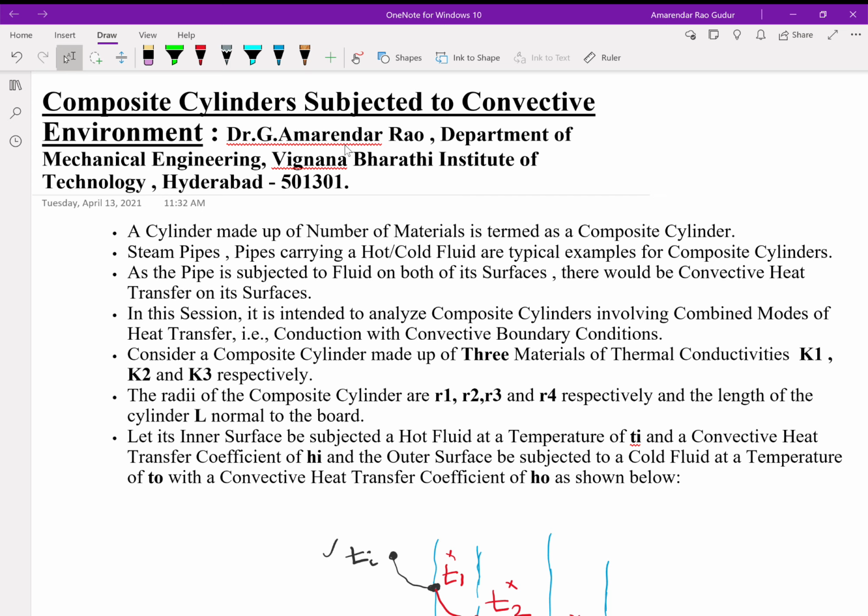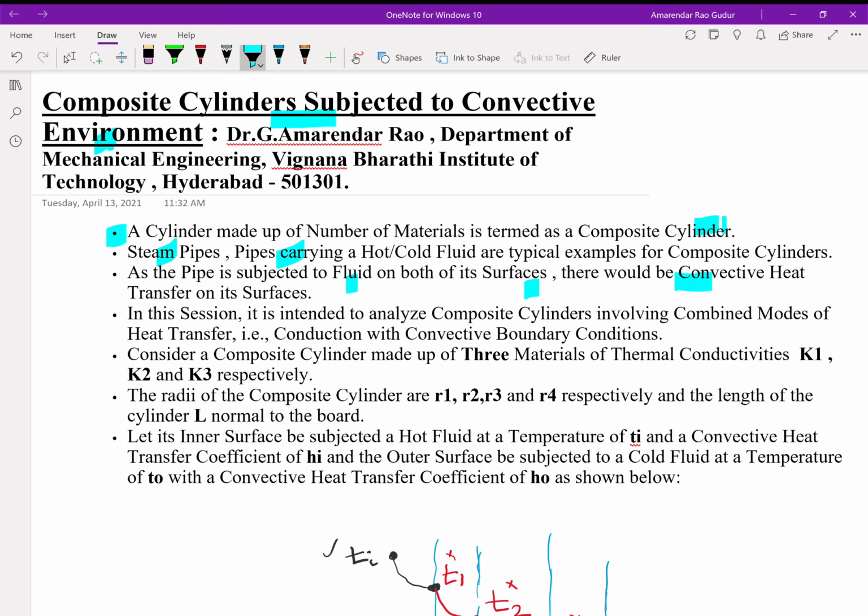In today's session, we'll be discussing composite cylinders subjected to convective environment. As a matter of fact, a cylinder which is made up of a number of materials is termed a composite cylinder. Typically, steam pipes carrying a hot fluid like exhaust gases, or a cold fluid like a refrigerant, are typical examples of composite cylinders. As the pipe is subjected to fluid on both of its surfaces, we'll be experiencing convection both on inner as well as outer surfaces.